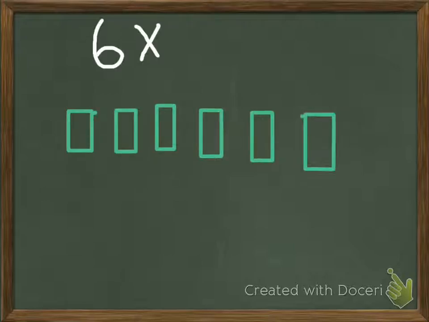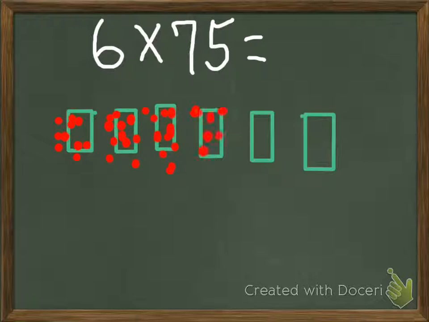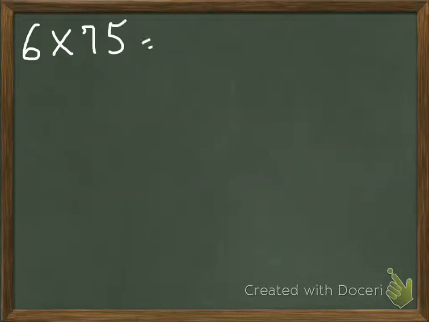What do we do when we are multiplying numbers that are too big to count quickly? We are going to work on a way to multiply 2- and 3-digit numbers. I want you to work along with me as we go through this process together. Here is the problem: 6 times 75.